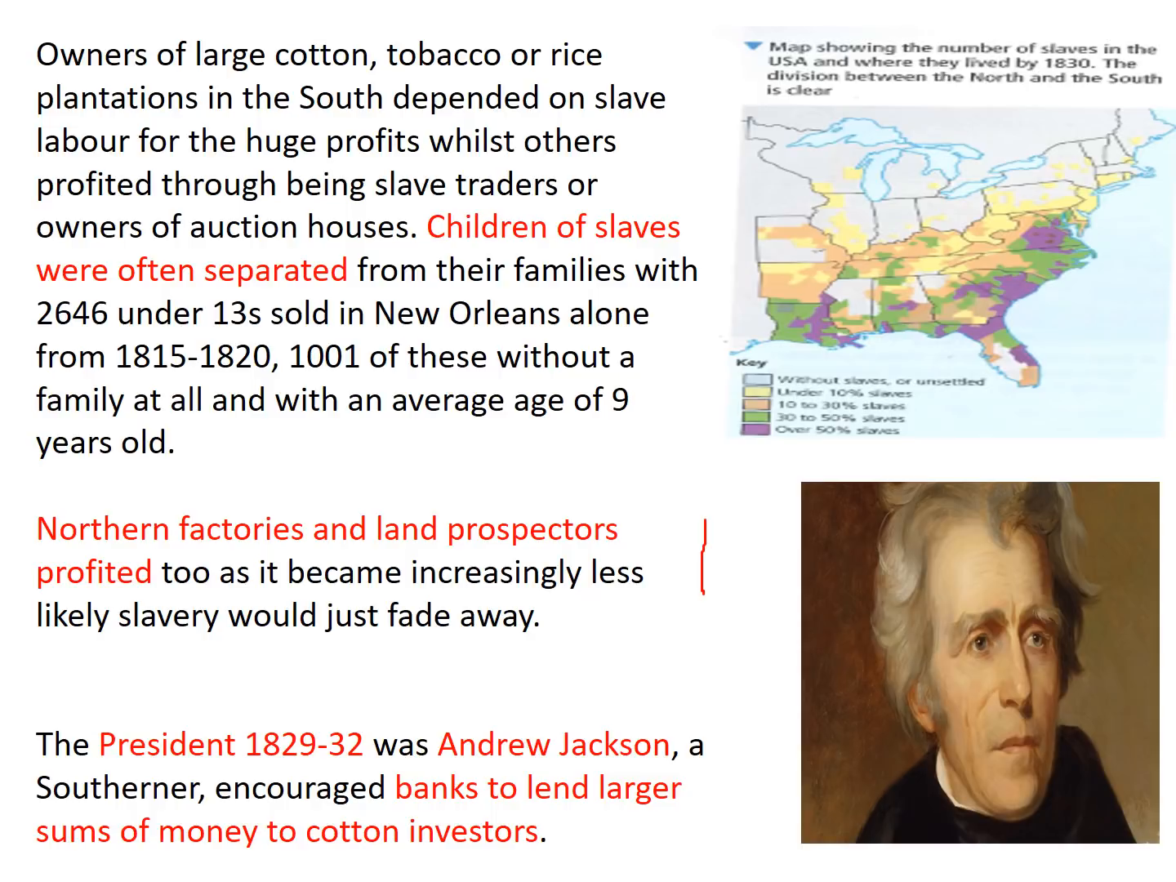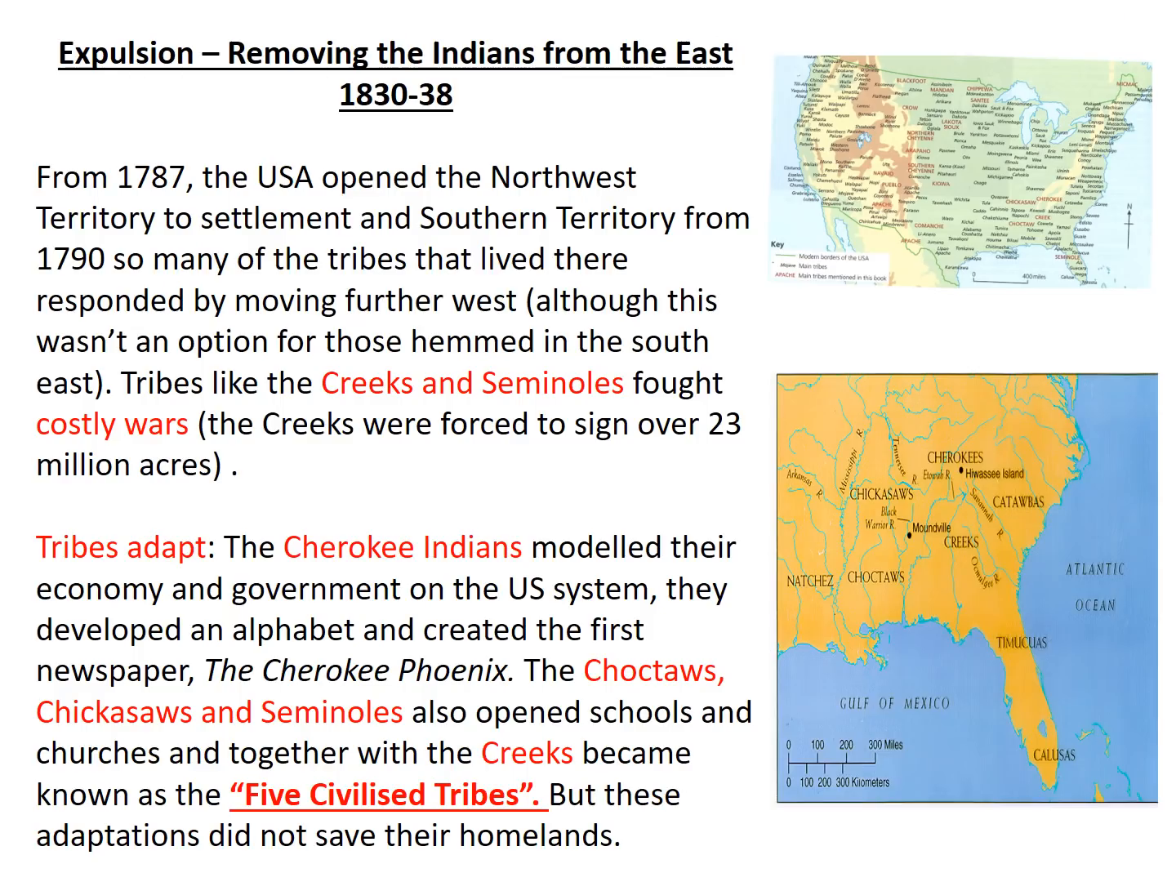But money talks, capitalism talks, and even in the north, lots of money is being made by factories and land prospectors. And then you throw into the mix the fact that the president was a southerner and a supporter of slavery, and he actually encouraged banks, including banks from Britain, by the way, to lend larger sums of money to invest even further in this industry, which grew a lot of money, but of course caused a lot of human misery.